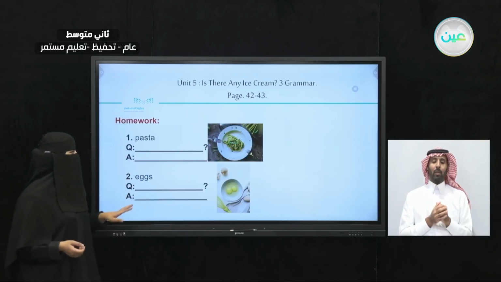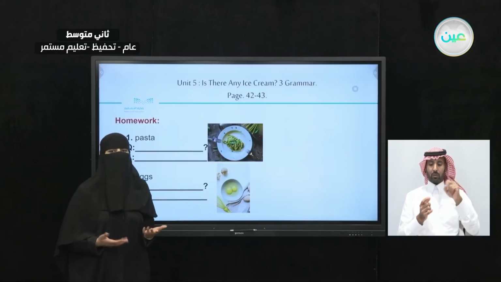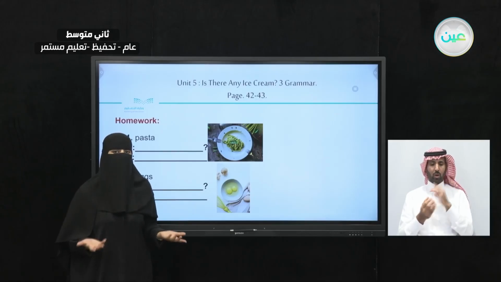Now, we'll take a look at these pictures. This is an example for how you are going to do this homework. Here we have pasta and you have eggs. So ask and answer a yes-no question. And what are you going to use? Some or any for the question and the answer.